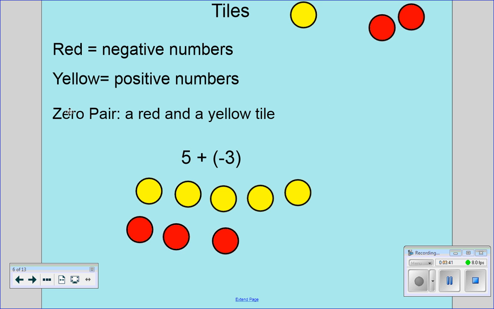You can see I have some zero pairs. They cancel out. These 2 cancel, these 2 cancel, these 2 cancel, and what do I have left? I have 2 left right here. So my answer is +2. Okay. Does everybody kind of remember this from last year?